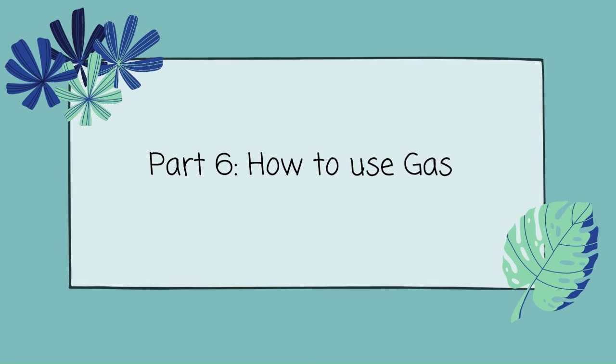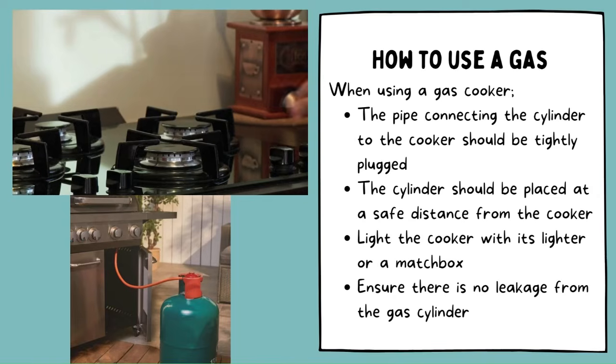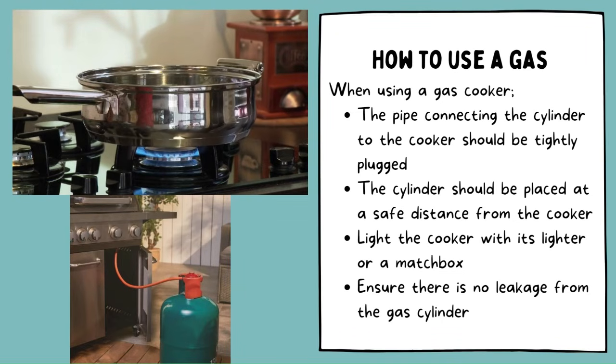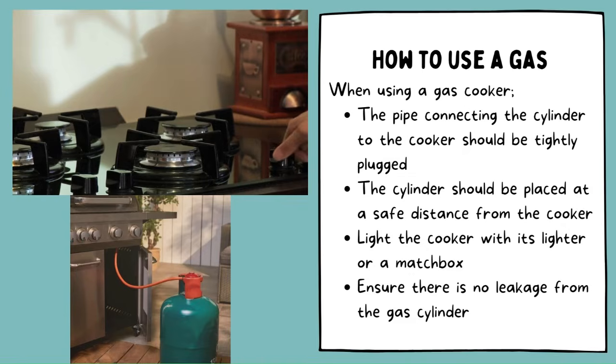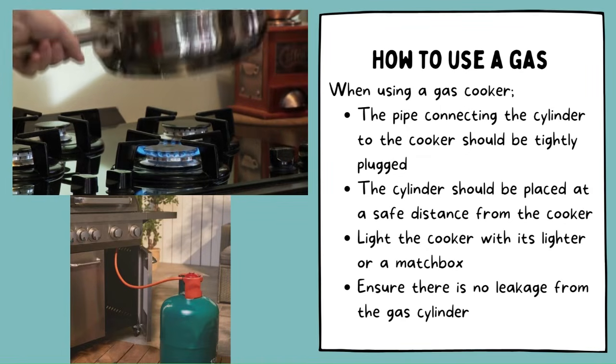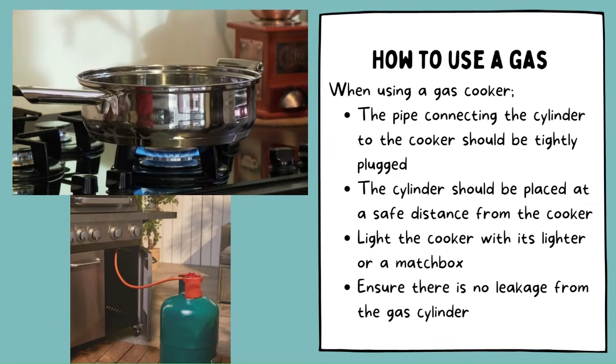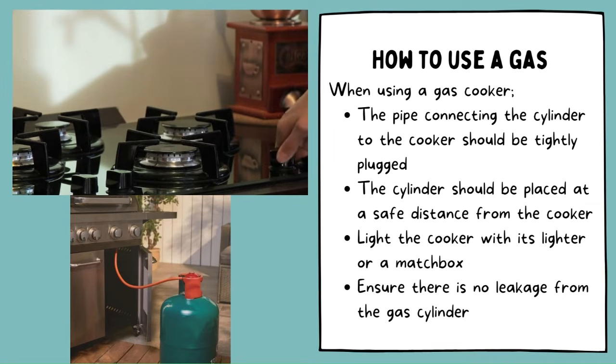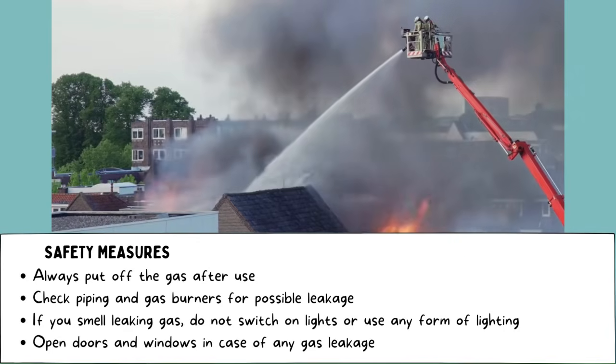We continue with our topic on fuels used at home, and in this sixth part, we are going to look at how to use gas. When using a gas cooker, the pipe connecting the cylinder to the cooker should be tightly plugged, as you can see in the picture. The cylinder should be placed at a safe distance from the cooker. Light the cooker with its lighter or a matchbox and ensure there is no leakage from the gas cylinder.